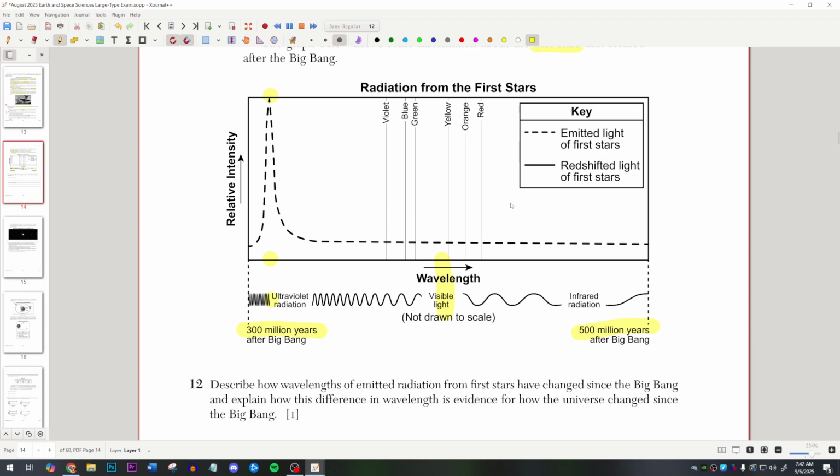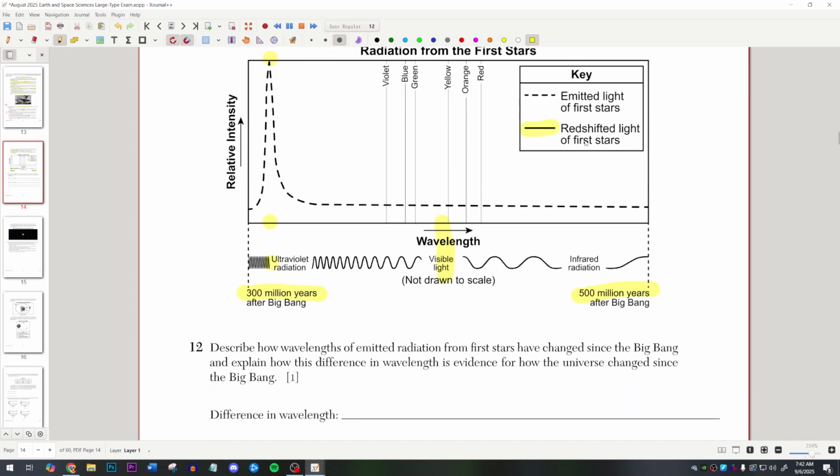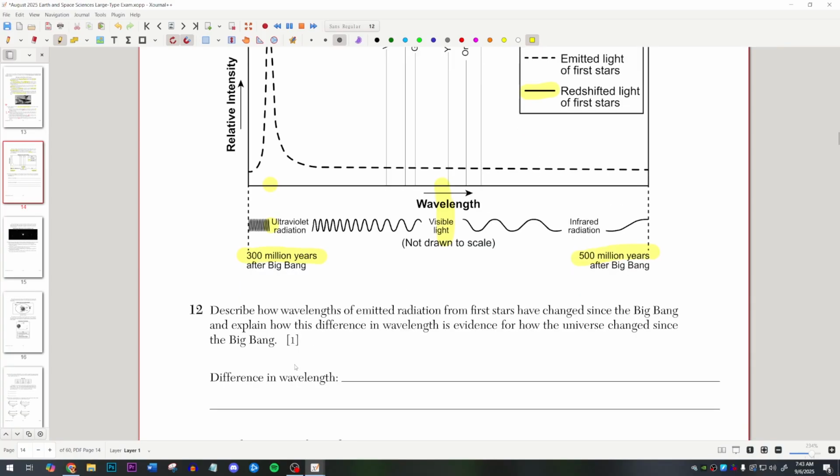I see the dotted line, but then it says the solid line is red shifted light of first stars. What solid line? Is it this flat line? Or is it the waves? Like, where is this? It's terrible. I don't get why they did this. It's bad. Let's just try to answer this.